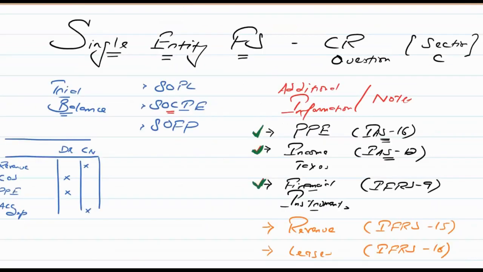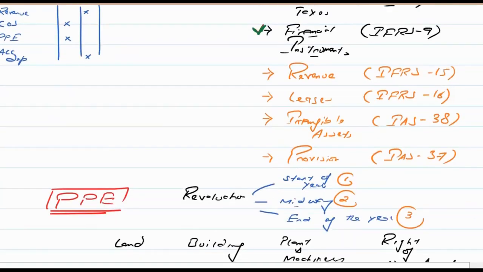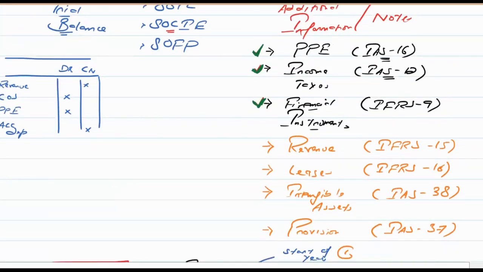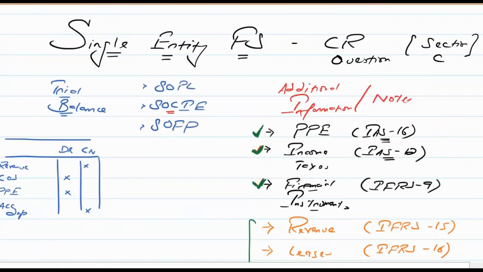So this is all about today. We are just doing 3 adjustments, and in the next session, whenever we will be having it, we will be moving to these ones: revenue, leases, intangibles. So hope you understood the PPE, income taxes, and the financial instruments.